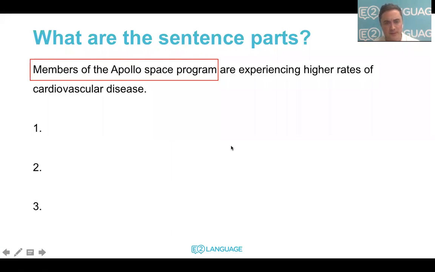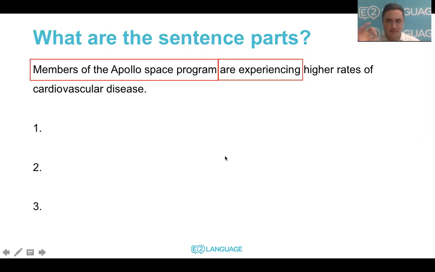Good, good, good. All right, fantastic. Most of you are getting that as well. Members of the Apollo space program are experiencing. Okay.